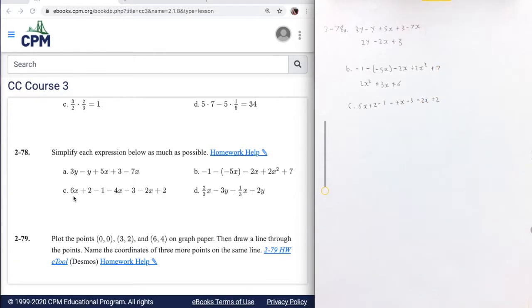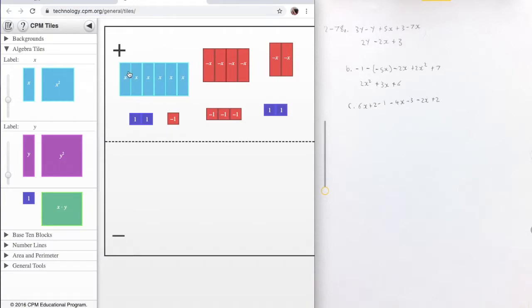As with the previous ones we were doing, you can either just try to solve it algebraically, or you can move to the algebra tiles to help move things around. So let's start with the algebra tile side of things. So here it is. Let's make sure that we have everything written out correctly. We have 6 x's. We have 2 positive ones, a negative 1, 4 negative x's, 3 negative ones, 2 negative x's, and positive 2 over here. So it looks about right.